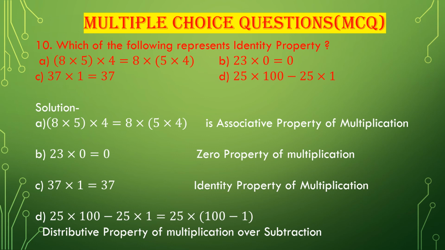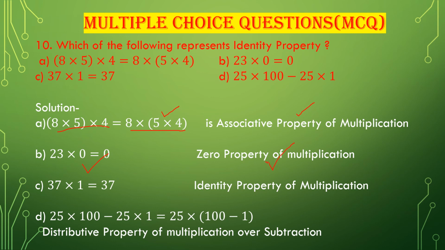Now we will solve question number 10. Question number 10 is, which of the following represents the identity property? First, option A is (8 multiplied by 5) multiplied by 4 equal to 8 multiplied by (5 multiplied by 4). 5 multiplied by 4 is inside the bracket. And this is the associative property of multiplication in whole numbers. And second, option B is 23 multiplied by 0 is equal to 0. And this is the zero property of multiplication. When you multiply a whole number with 0, you get the number 0, and this is the zero property of multiplication.